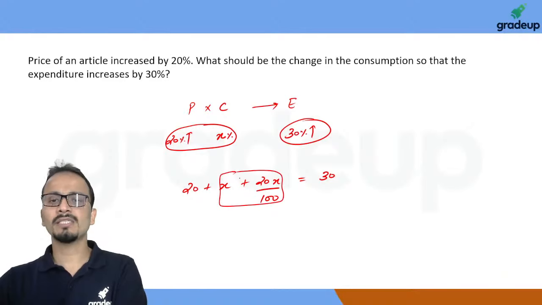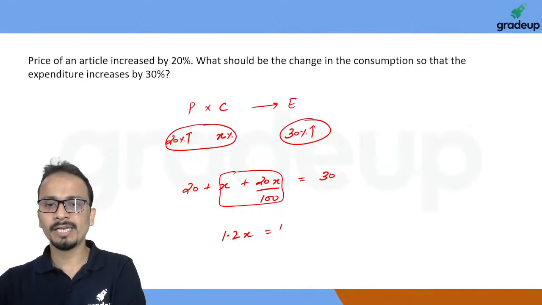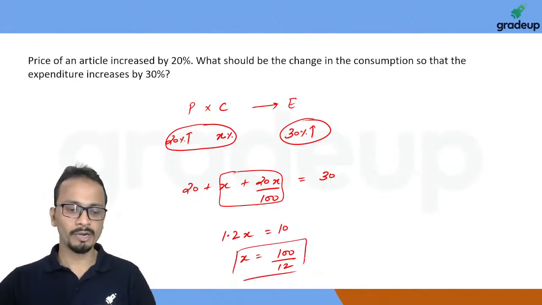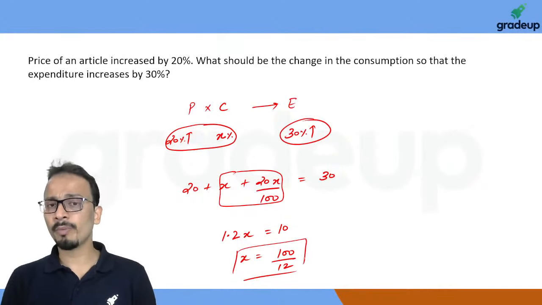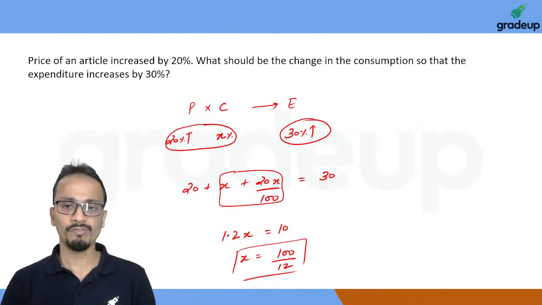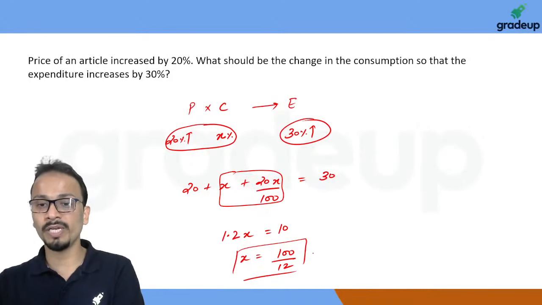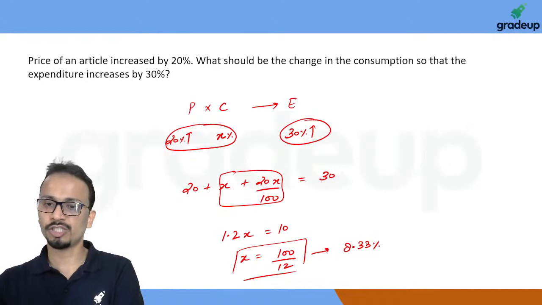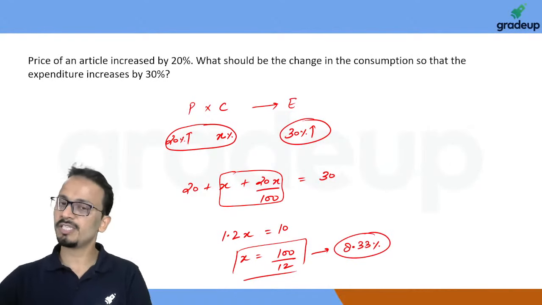Simplifying this part, this will become 1.2x and that will be equal to 20 taken to the right hand side, 10. So x will be equal to 100 upon 12. Now friends, if you remember from the last class, the percentage equivalent for 1 by 12, 1 by 12's percentage equivalent is 8.33 percentage.